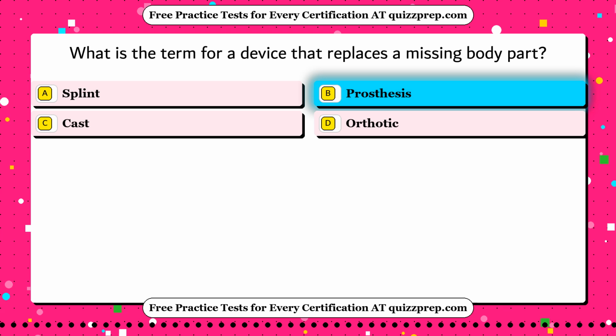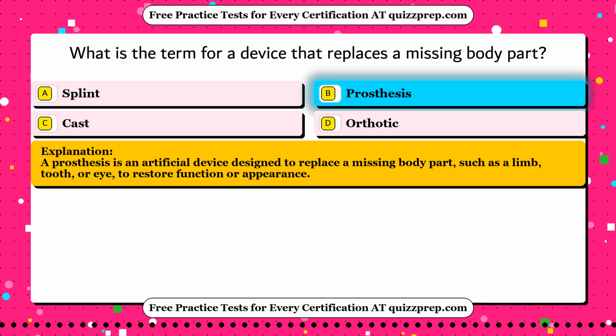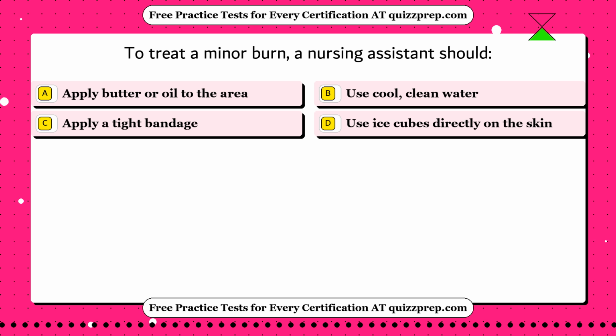The correct answer is option B. Prosthesis. A prosthesis is an artificial device designed to replace a missing body part, such as a limb, tooth, or eye, to restore function or appearance. Question 17. To treat a minor burn, a nursing assistant should: Option A.